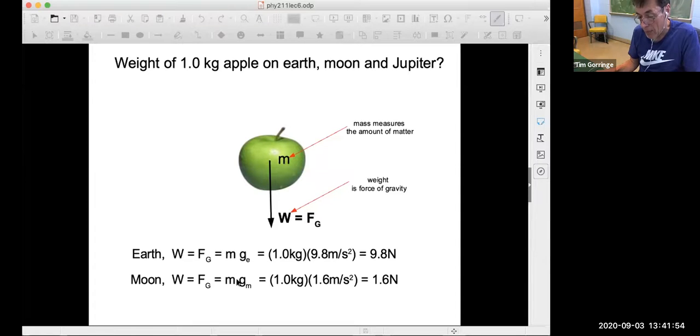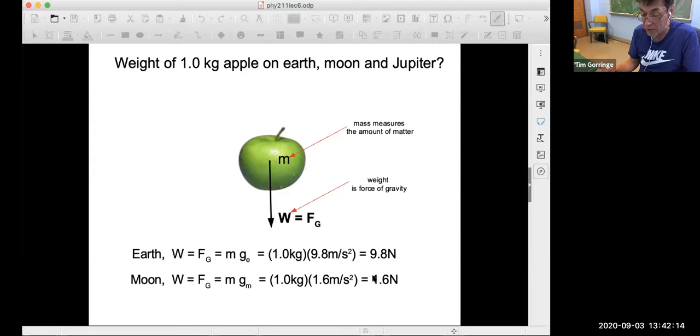It's the mass of the apple times the acceleration of gravity on the moon. You probably know that the acceleration of gravity on the moon is about 1/6 of the acceleration of gravity on Earth. So 1 kilogram times the 1.6 meters per second squared acceleration of gravity on the moon gives you the apple's weight on the moon. It's only 1.6 newtons, much smaller.